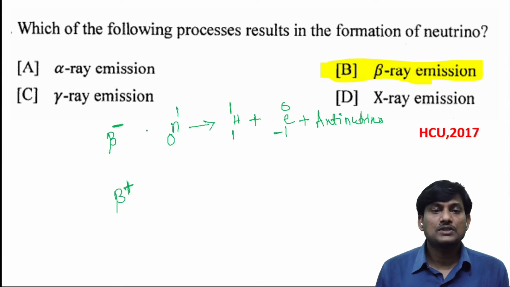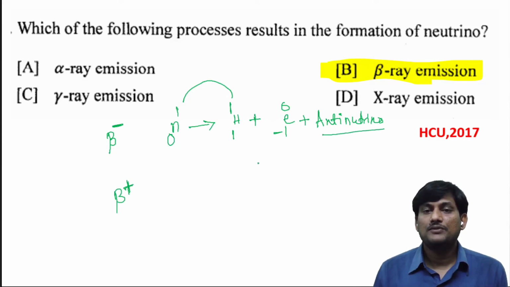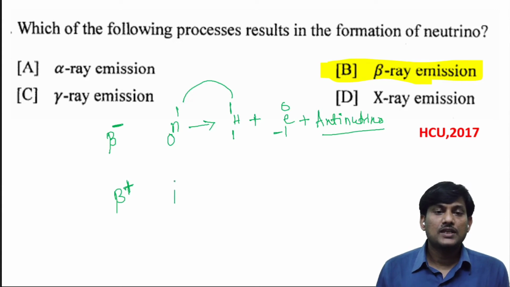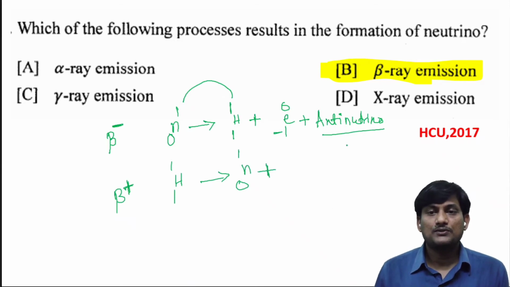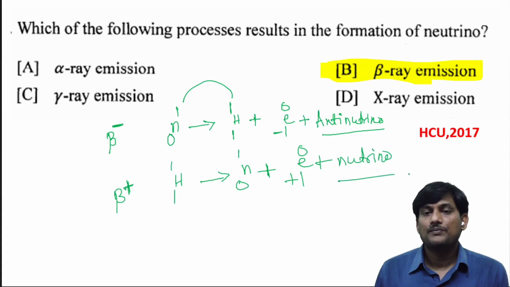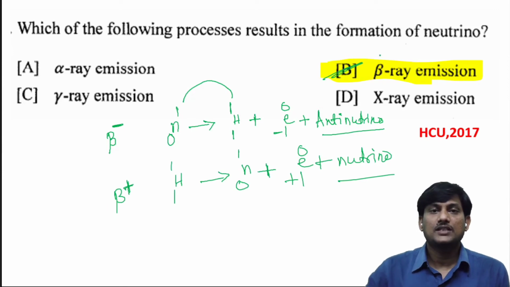So when there is a conversion of neutron into proton, there is an emission of negative beta ray, and also there is a formation of antineutrino. Suppose you take the conversion of proton into neutron, here there is an emission of positive beta ray, so you will get +1 e0, and there is a formation of neutrino. So what is the correct option? Beta ray emission is the correct option.